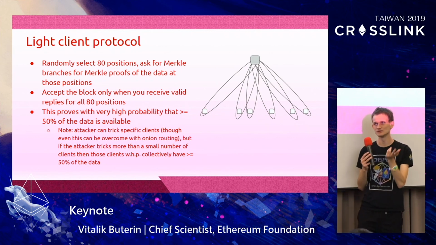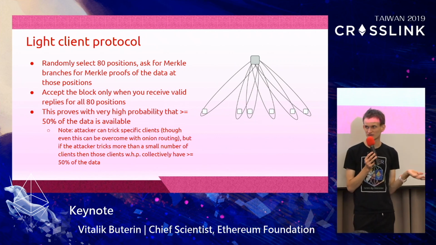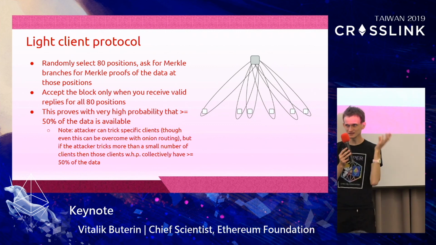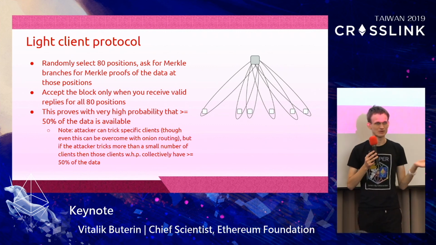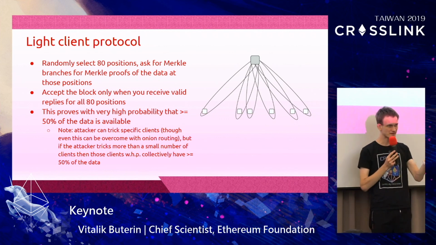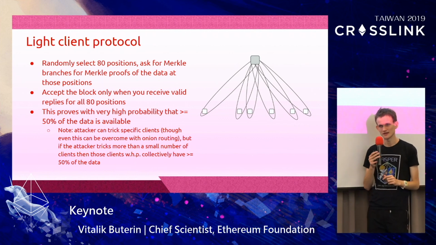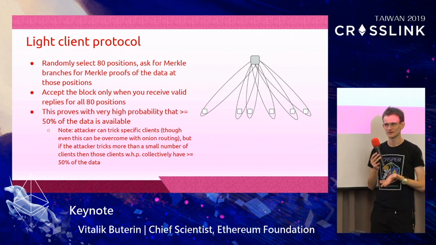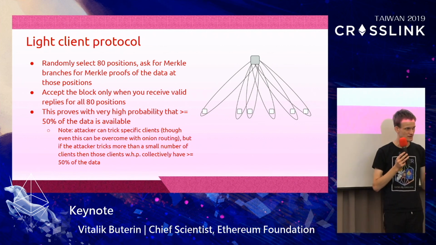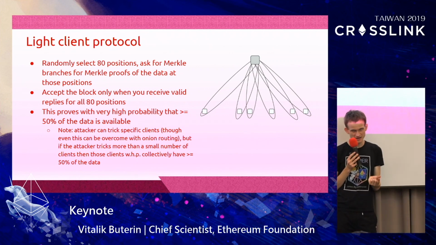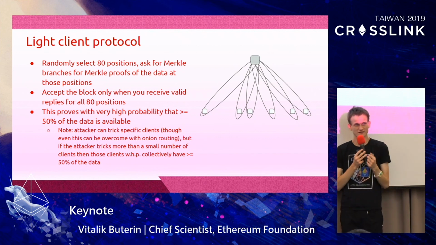A big problem with this is that it does a good job of proving that more than half the data is available, because if less than half the data is available, then with extremely high probability, any particular node's check is going to fail. You ask for data, and at least one piece is going to turn out to be unavailable. But what if 90% of the data is available, maybe even 99%, but not 100%? What if, in the worst case, only one piece of data in a block is missing, but that one piece is very important?